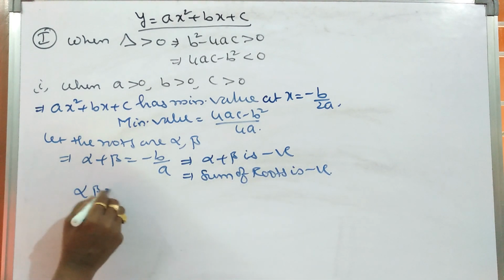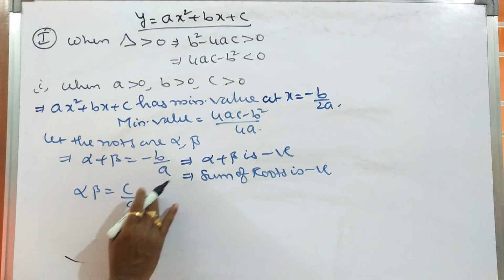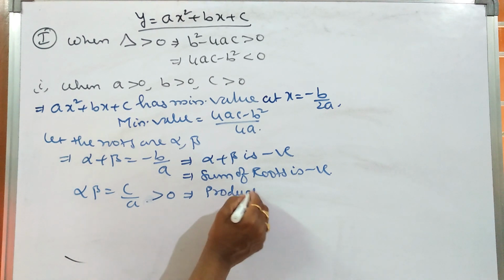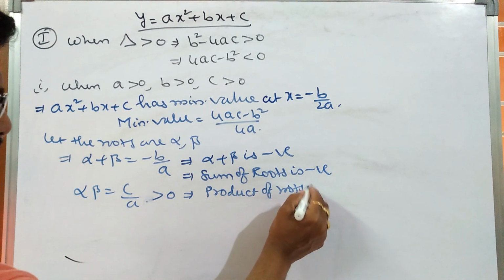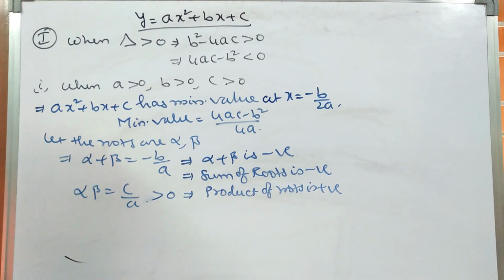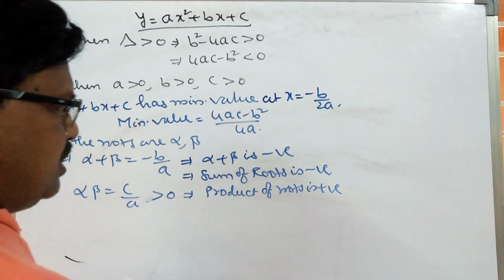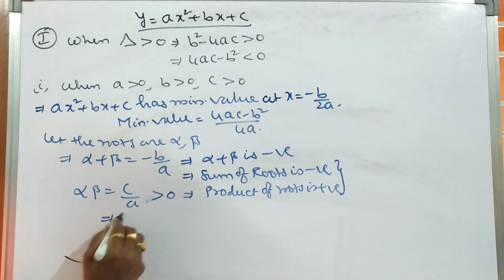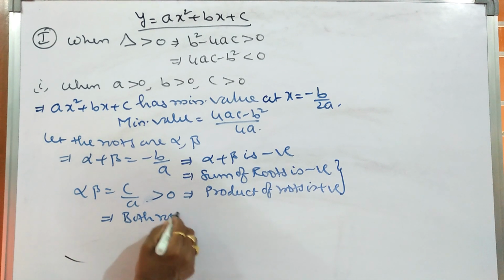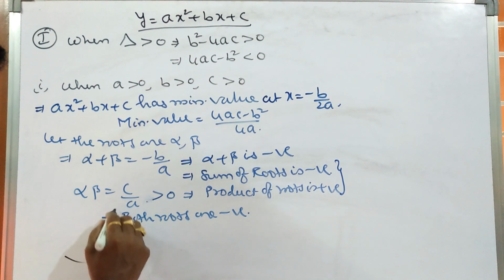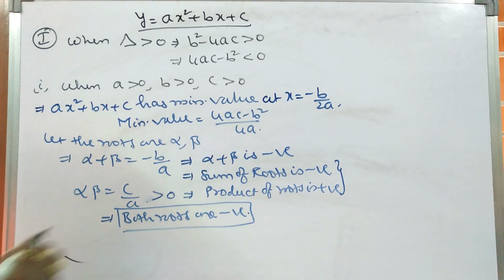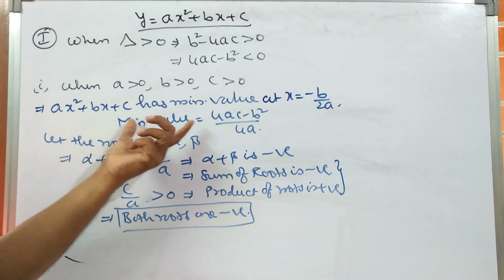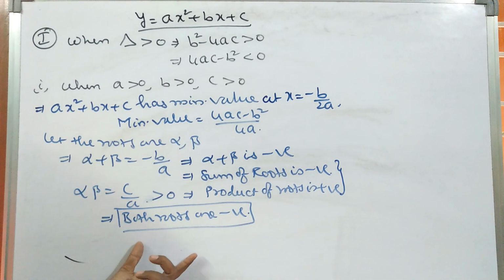Now alpha beta. What is alpha beta? C by a. C by a is also greater than 0. That means product of roots is positive. So that means sum is negative and product of the roots is positive. That means both roots are negative. We got that both are negative roots and the expression is having the minimum value.